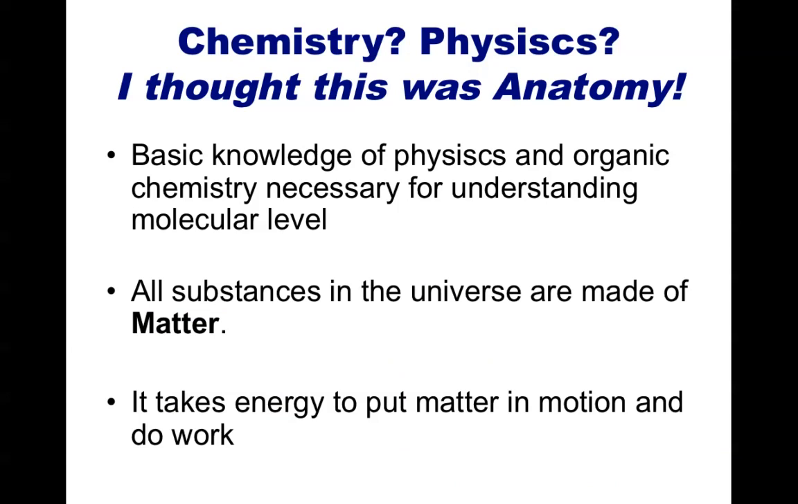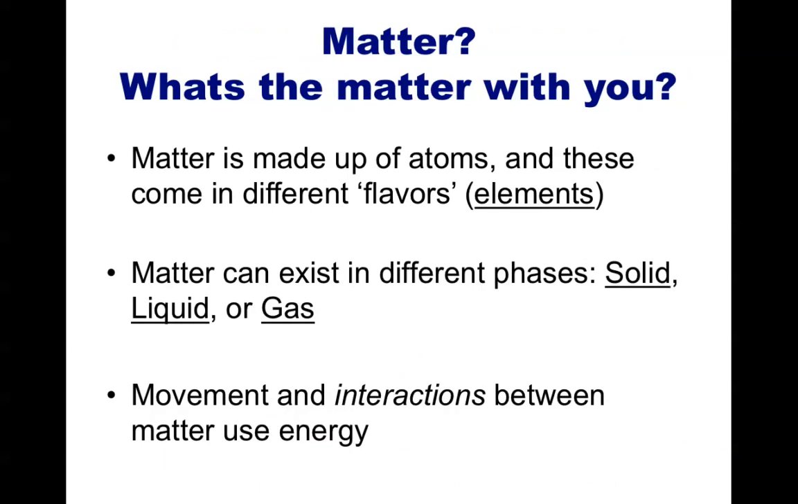All substances in the universe, including our bodies, are made up of matter. When this matter is put into motion, we are talking about energy. So, if all the substances in the universe are made of matter, it's important to know what the matter looks like at the finest level of detail. For the purposes of human anatomy, this level of detail is the atom. Different types of atoms are known as elements.